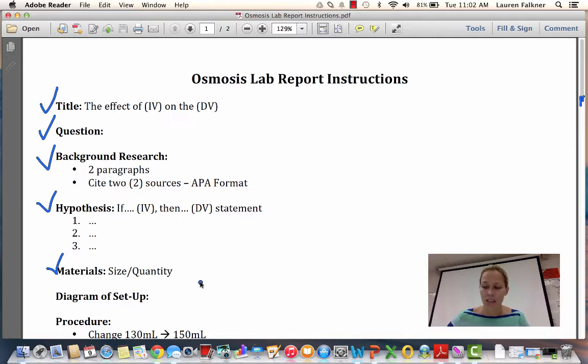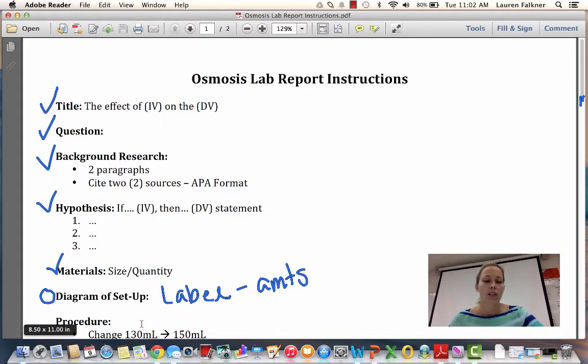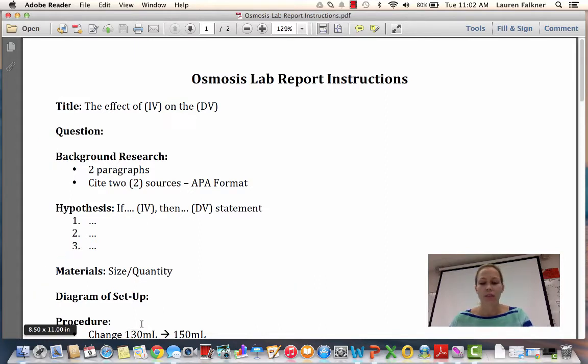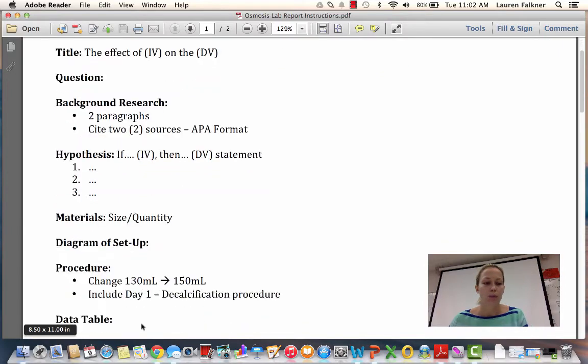Your setup needs to be labeled. So make sure you label your setup. This means with amounts of things, if we're talking about liquids and other things like that. So diagram of the setup, this may be something you need to work on. So I'm going to put a 0 there. Let's scroll down and move on. So procedure.